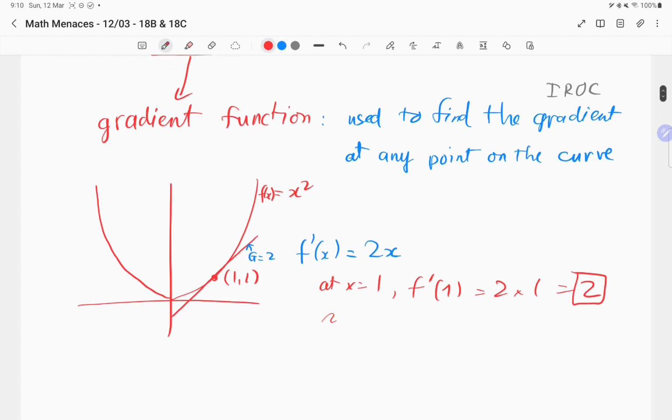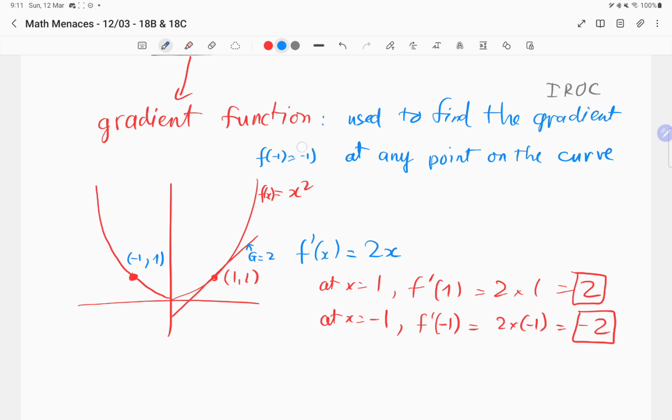So how about at, let's say, x equals negative 1? At x equals negative 1, then f dash of negative 1 would be 2 times, put the value in, negative 1, which is negative 2. Does that number make sense? Yeah, because the line's like going down. Yes, correct, because the line is going down. Very good. So this is the point, x is negative 1 and y is still 1, because when you substitute negative 1 in here, f of negative 1 is negative 1 all squared, which is positive 1. That's the y coordinate.